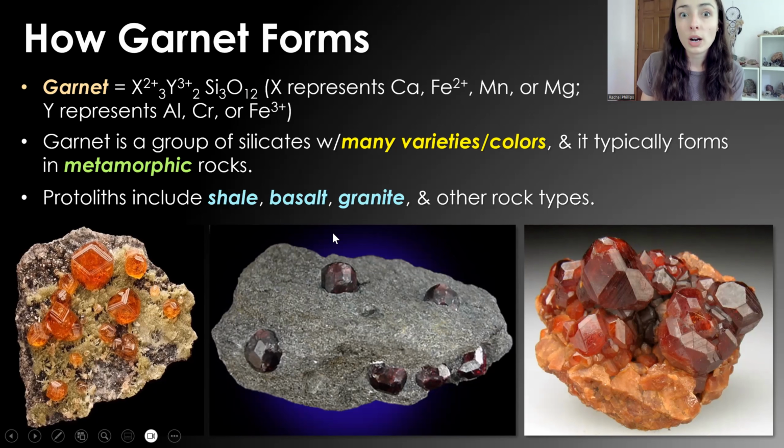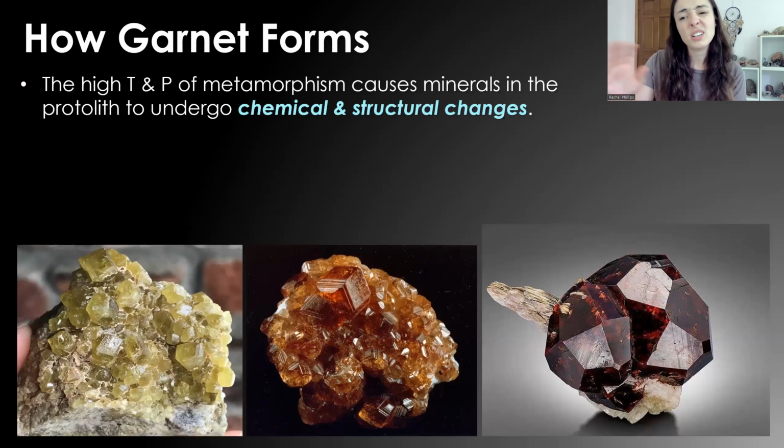Garnet can form from a lot of different rock types, as long as they have any combination of these elements. They can have the potential to form garnet if they undergo the right metamorphic conditions. In other words, reach a high enough pressure and temperature, but also not too high.